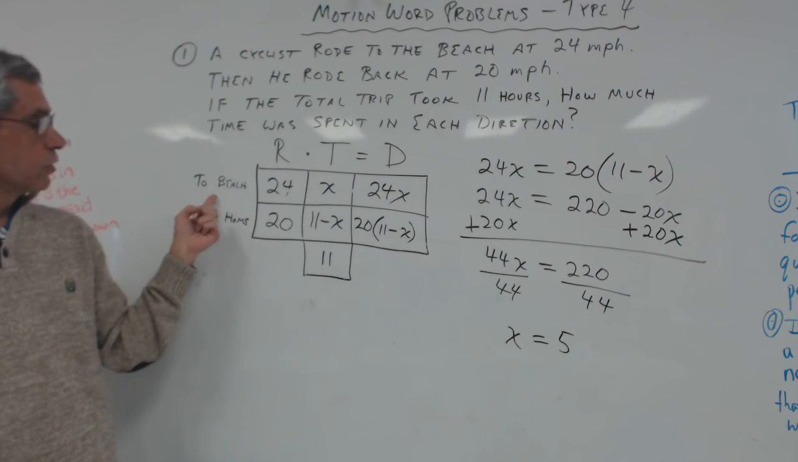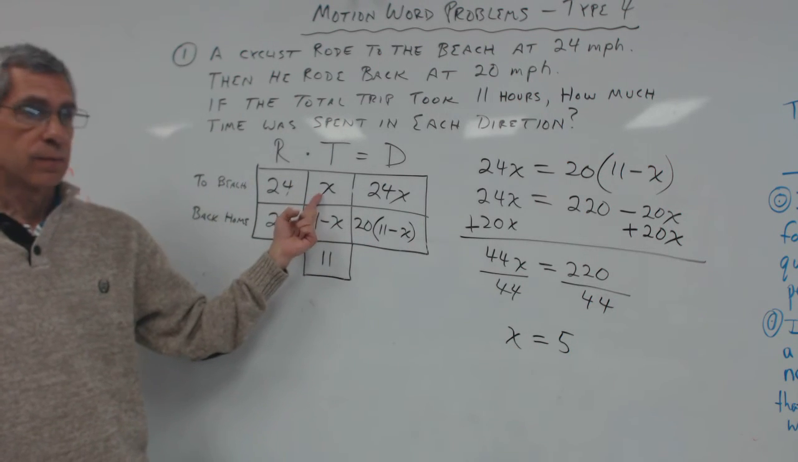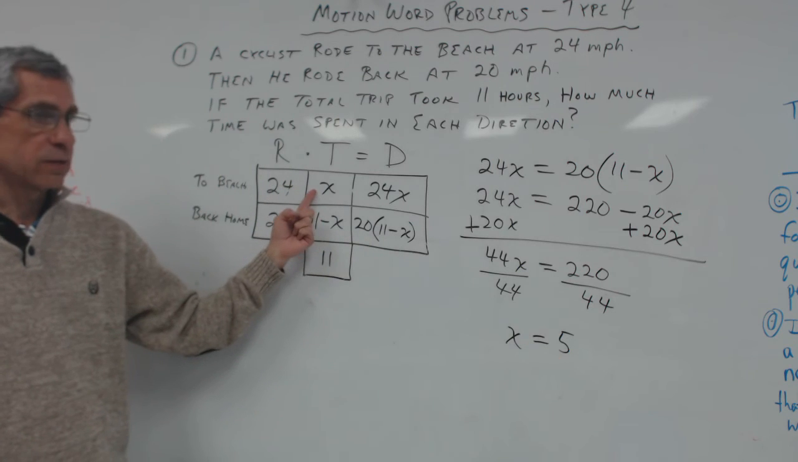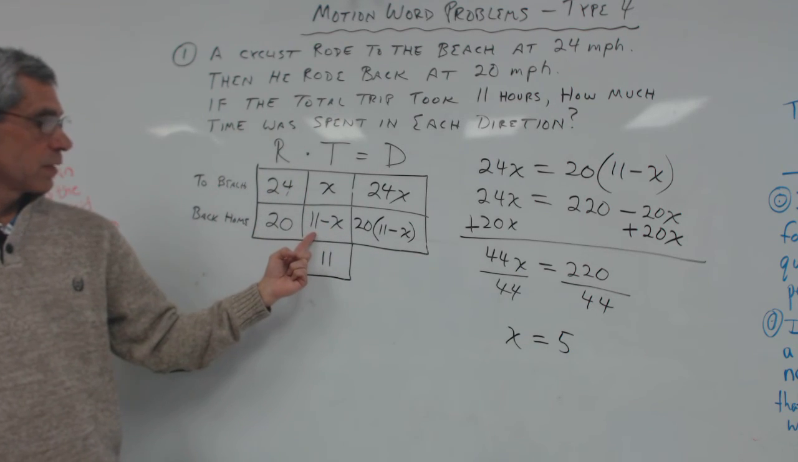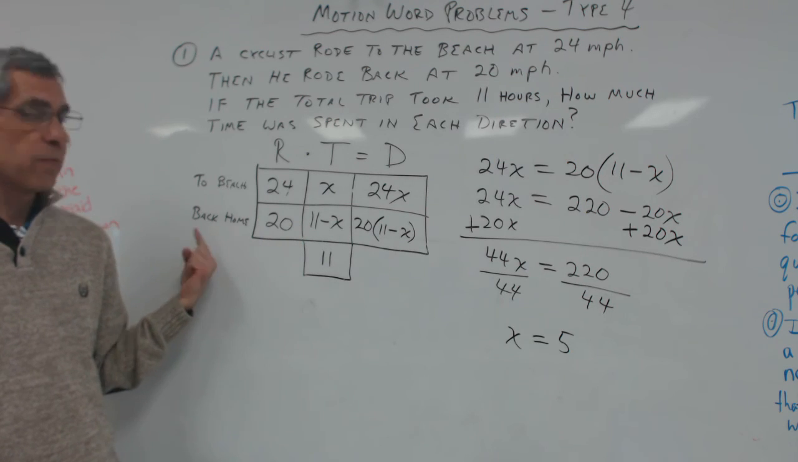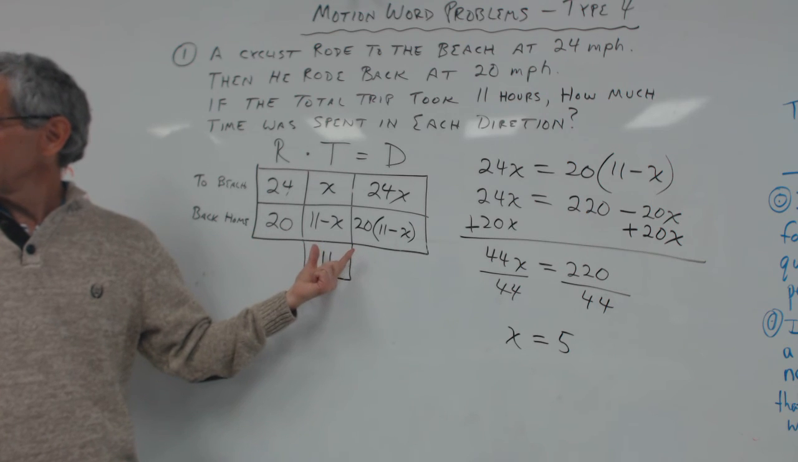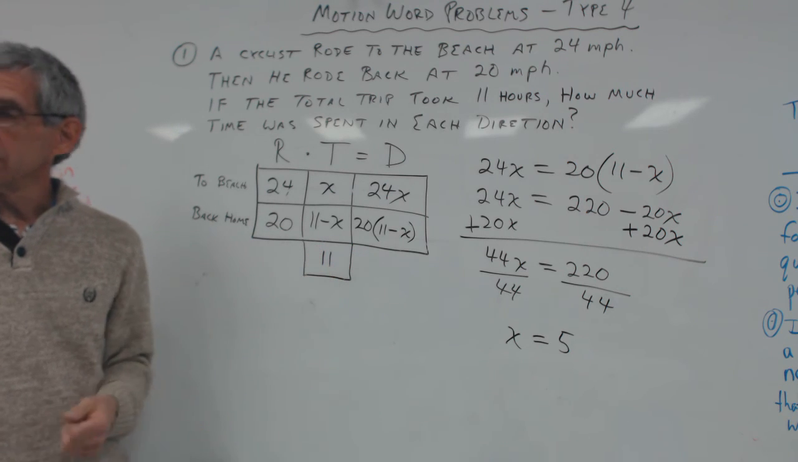So we know going to the beach, he went exactly 5 hours. X is 5, right? And then 11 minus 5 is 6. So going back home at a slower rate, he actually traveled for 6 hours, right? Makes sense? Are we good?